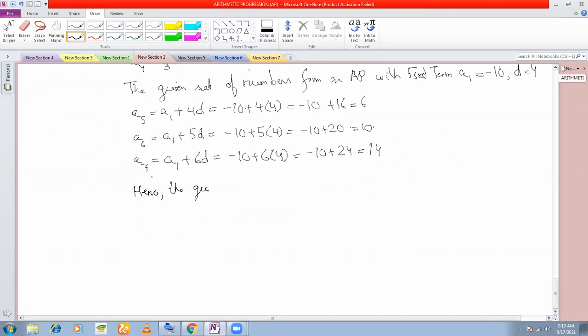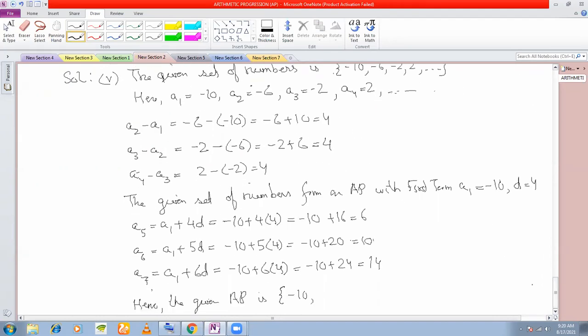Hence, the given AP is -10, -6, -2, 2. And then the next 3 terms that we have found are 6, 10, 14. Okay, this completes number 5.